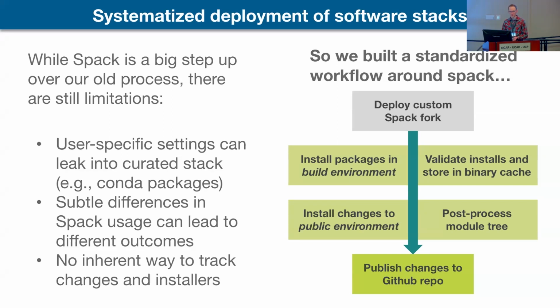Just as a note, having two different environments very often exposes a concretization problem. If something isn't defined strictly enough, it could concretize to a different hash in the public environment, and then it will try to rebuild from source instead of taking our cache version. That's actually been a good check to make sure we're defining things concretely enough for Spack to reproduce effectively. And then after we install into the public environment, we'll post-process our modules. We'll add some stuff from the Cray side into our final module tree. And then in the scripting, we also publish the changes to a GitHub repo.